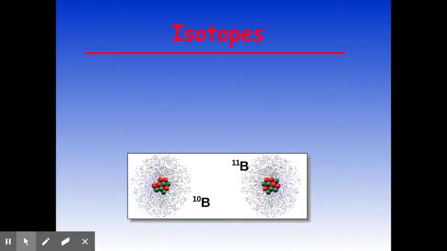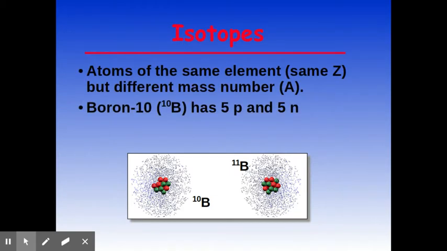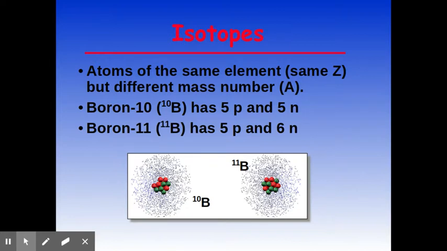Here are two different types of boron: boron-10 and boron-11. They're still boron, they both act like boron, but boron-11 has 1 more neutron in the nucleus. All borons have the same number of protons. That's what makes them boron. But they can have different numbers of neutrons. So boron-11 has 6 neutrons, while boron-10 only has 5.